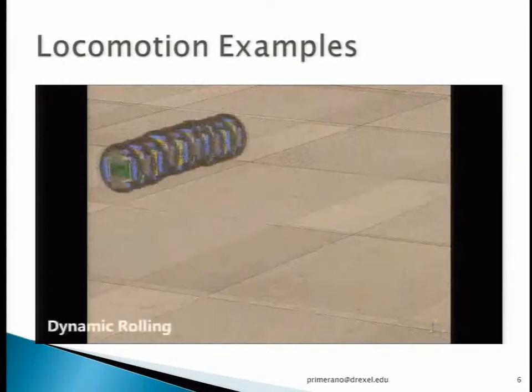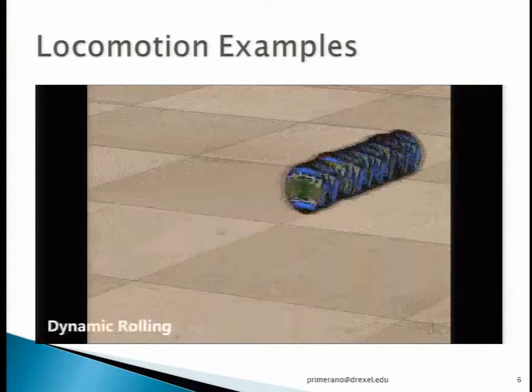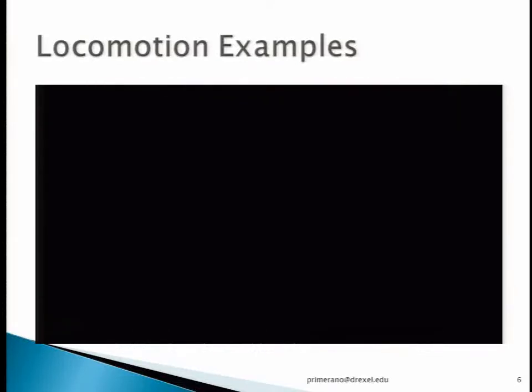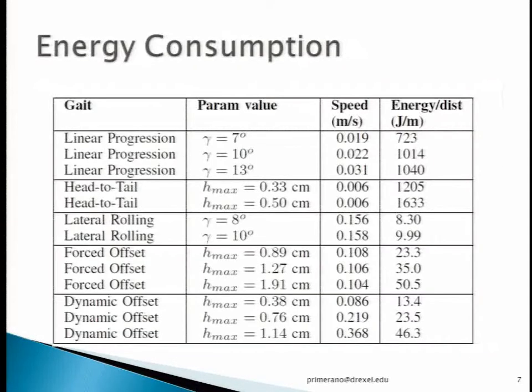There are some interesting dynamic gaits. This robot is actually falling forward by lifting its segments up and shifting its center of mass in an appropriately timed sequence. So we can demonstrate a few interesting dynamic gaits as well.